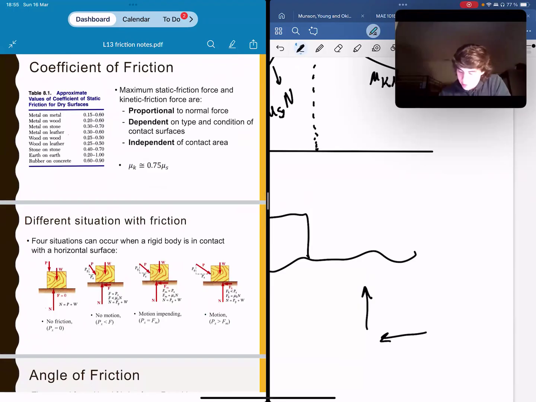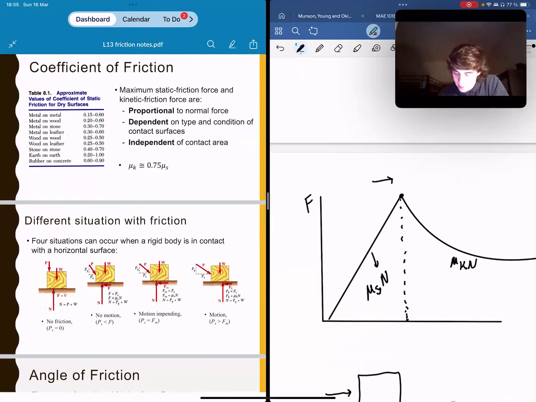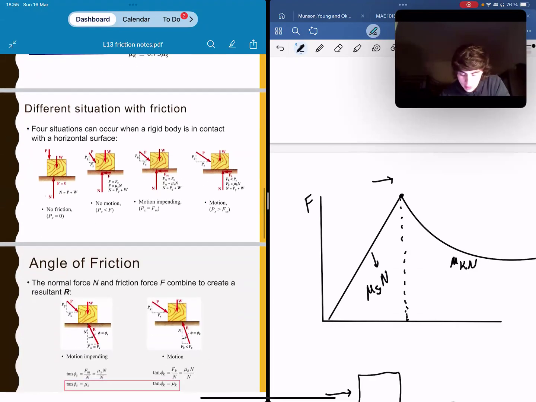Just as a recap, there's a part of the friction, the linear portion, that will prevent motion, and it's proportional to the force that is being applied. And then there's a part that will have motion, but the friction is still there. It's just less, and it has another coefficient, right? That is the coefficient of kinetic friction.